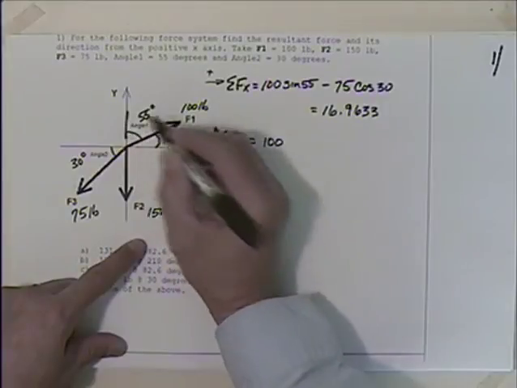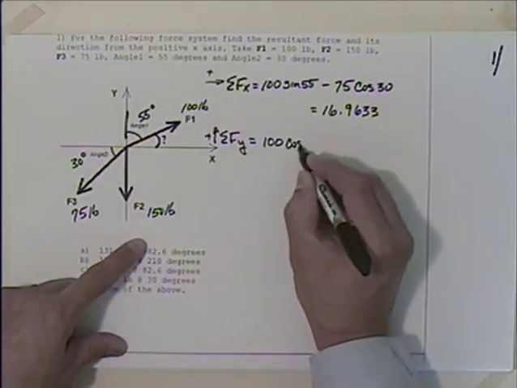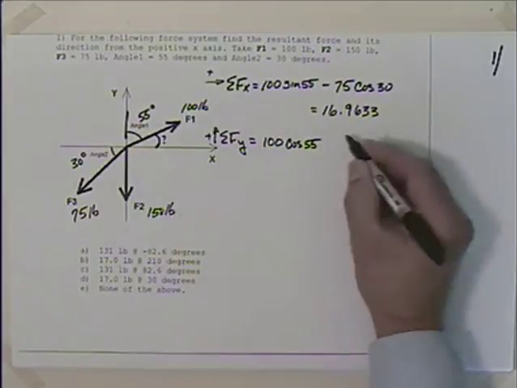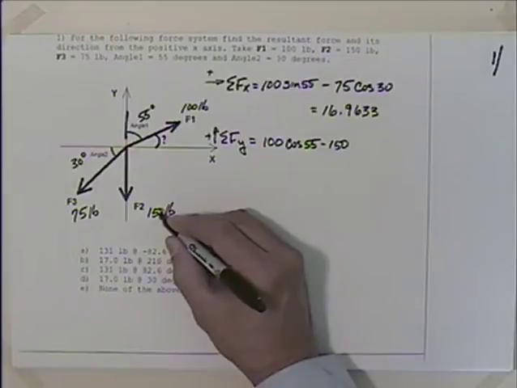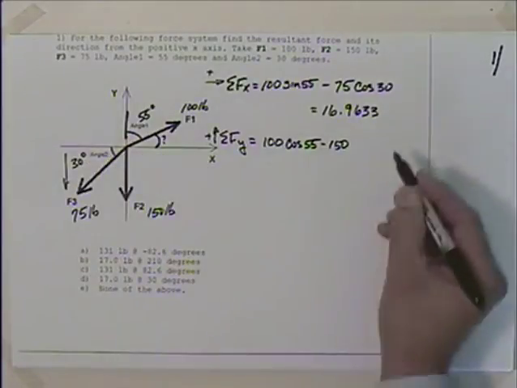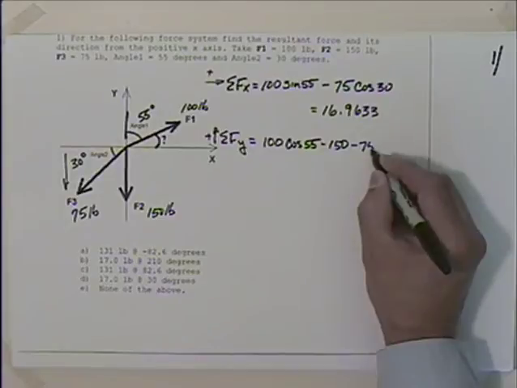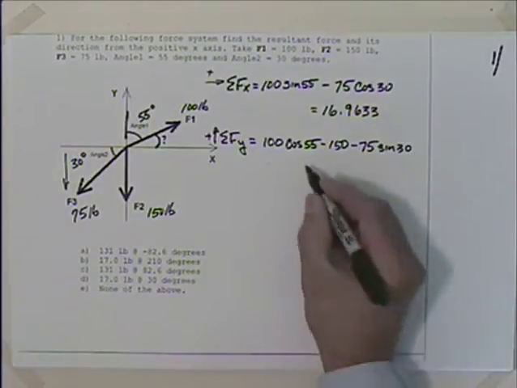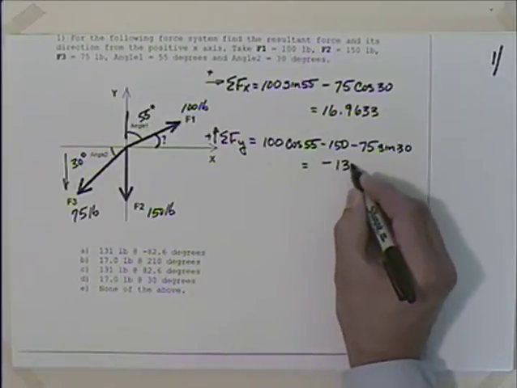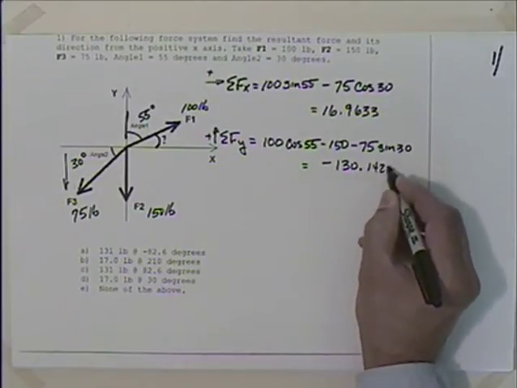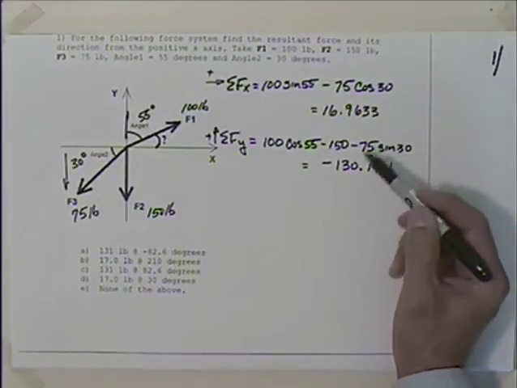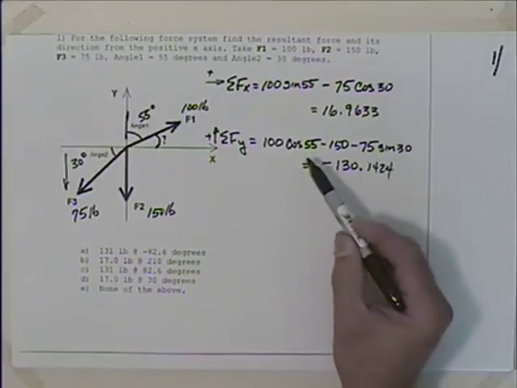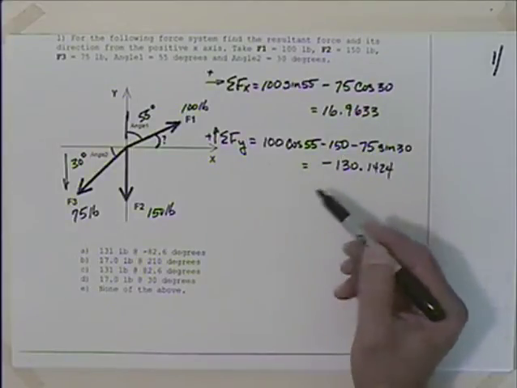So I'm looking at this side here. I'm going to take cosine 55. That would be positive because that's acting up. This is then acting straight down, minus 150, because that's all in the y direction. And then I need to find this side over here, which is going to be negative 75 times the sine of 30. So with that, I come up with minus 130.1424. And again, too many significant figures, but since I wrote it out here, not keeping the memory of my calculator, I'll leave those. Let me double check that, make sure I have not, yeah, I think we're good.